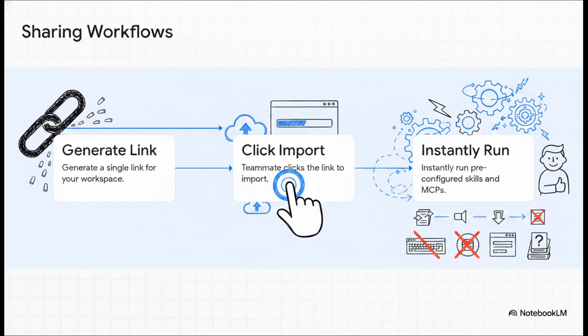Sharing this with a coworker is remarkably straightforward. Step 1, you just generate that single link for your workspace. Step 2, your teammate, who by the way might not be technical at all, just clicks the link to import the template. And step 3, they can instantly run those pre-configured skills and MCPs. They need zero technical knowledge. No terminal commands, no convoluted setup guides. Your team's absolute best automation workflows can move from one single computer to the entire organization in one click.